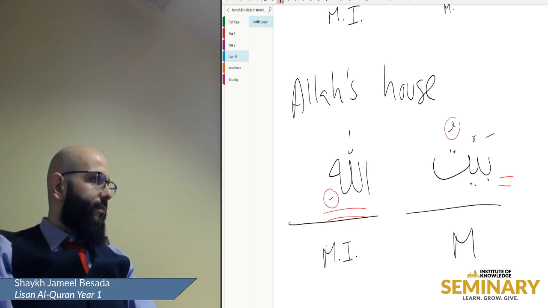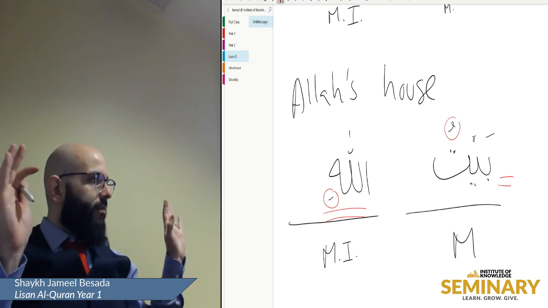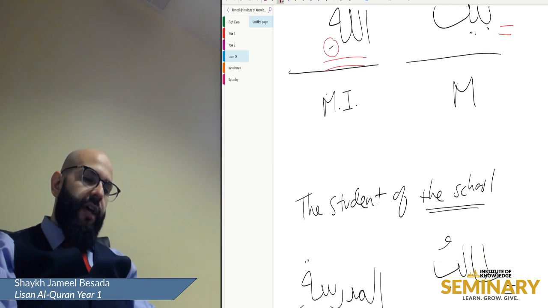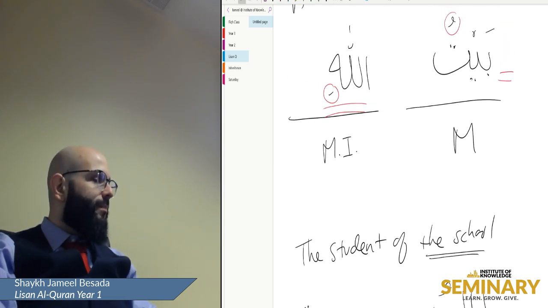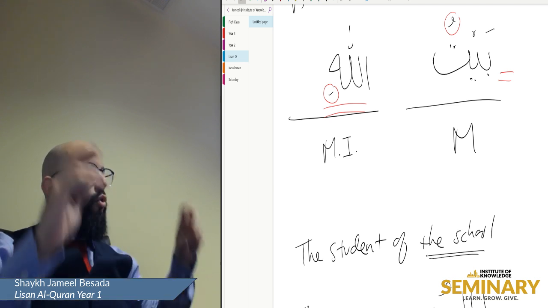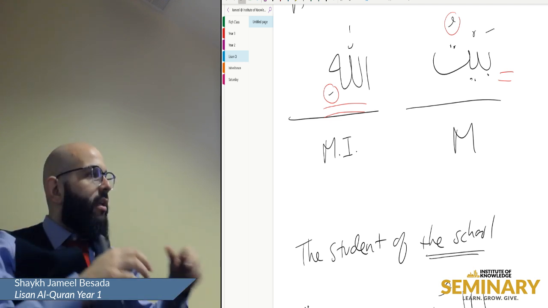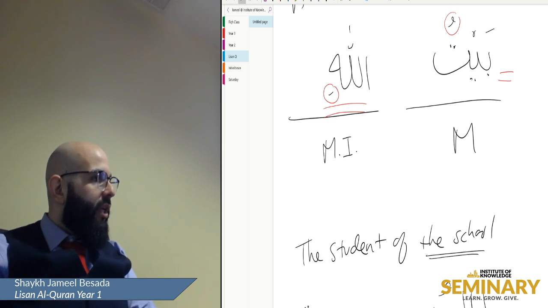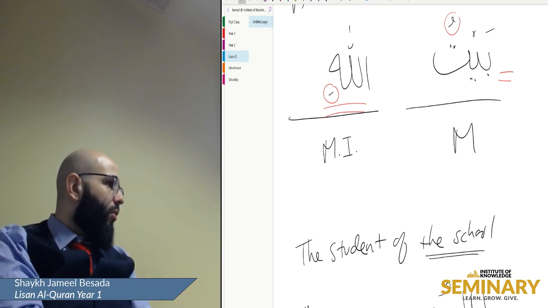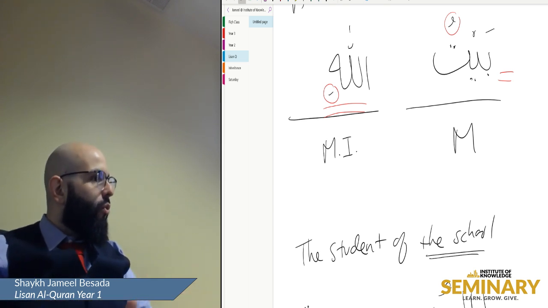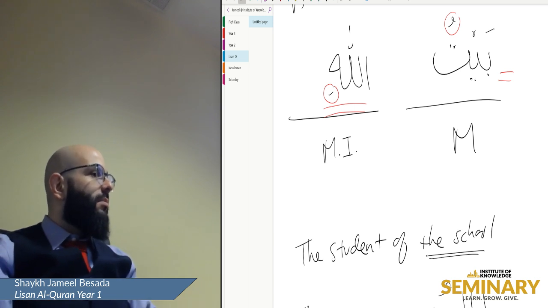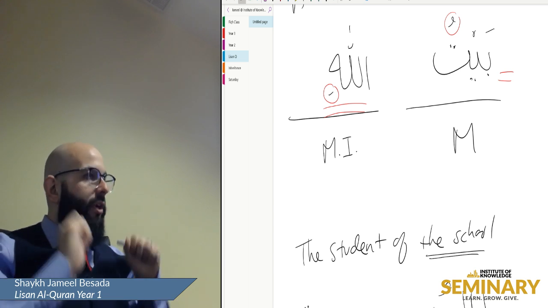Make sense? Okay, that's all we're doing. Then we did after that the student of the school. Who is the owner? Or what belongs to what? Does the school belong to the student or does the student belong to the school? The student belongs to the school. So the student is going to be the item, okay? And the school will be the owner.